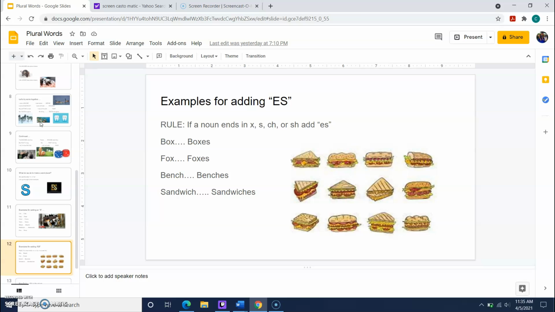Box ends in an X, so we would add ES to make it boxes. Bench, we got CH there, so we got to add an ES, so that would make it benches. Then we got sandwich, which also has a CH, which would make that sandwiches.